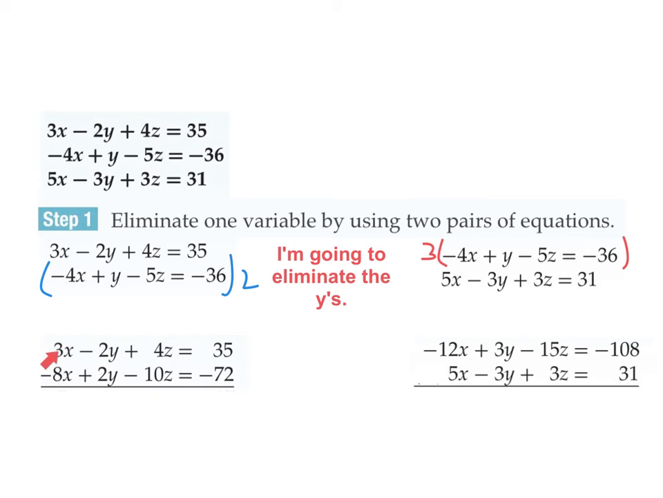Now I just got 3x minus 8x, so that's minus 5x. I've got my minus 6z, and that's going to equal negative 30. And then over here my y's cancel, so I have negative 7x minus 12z equals negative 77. So what we've accomplished is getting it down to 2 equations with 2 variables.